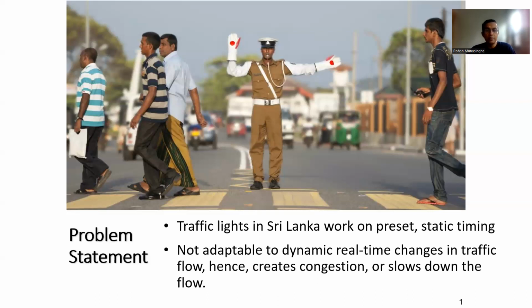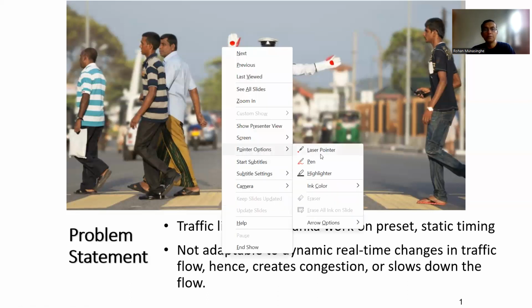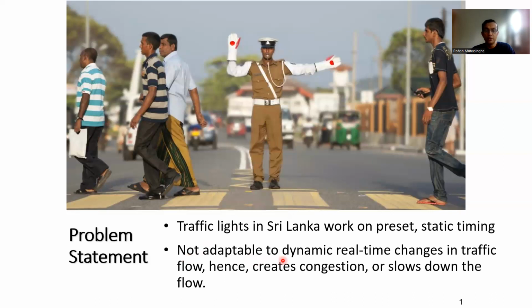So it's not adaptable, right? As I explained to you, not adaptable to dynamic real-time changes. Of course not. It's blind. It cannot think, cannot see what's happening on the road. So it simply repeatedly applies cycle after cycle after cycle the same timing, or according to the roster, the timing schedule, depending on the time of the day.